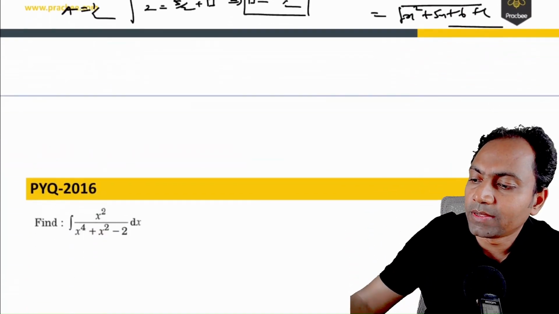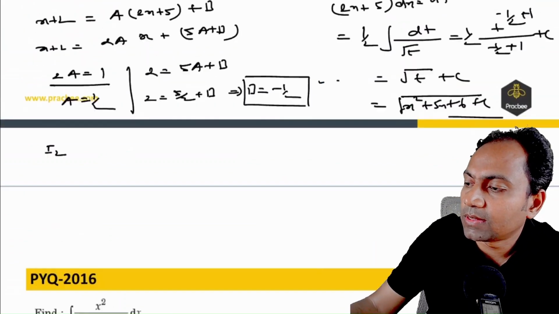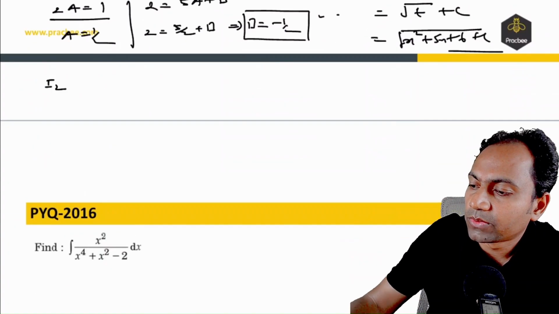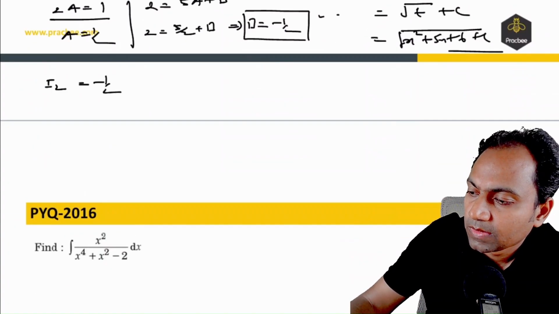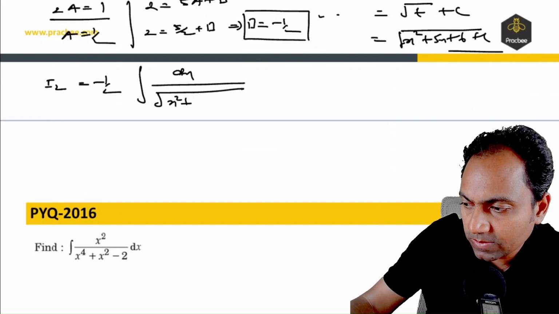If I do my integral for the second part, that is I2, the integral there is nothing but minus 1 by 2 times the integration of dx by root of x square plus 5x plus 6.